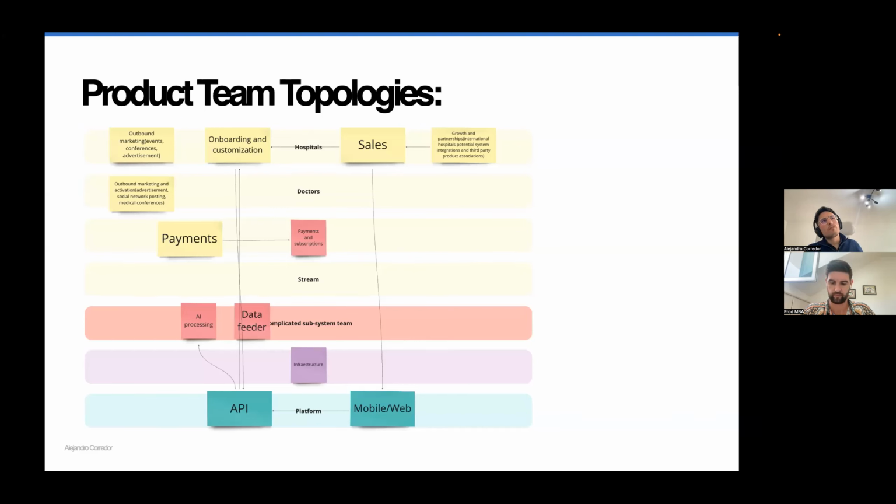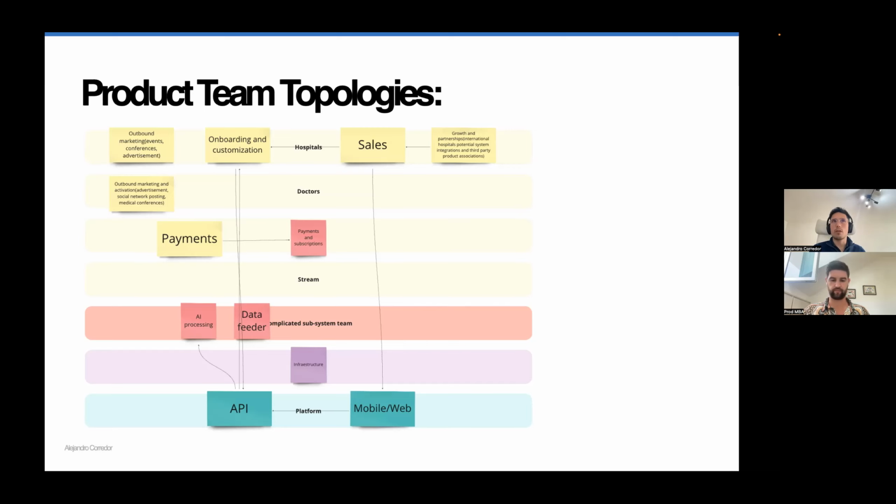Last but not least, as I mentioned before, let's talk about the product team topologies. Here is a very simplified view of how our team will work, and that depends a lot on what we encounter and how the product evolves in the next 1 or 2 years. Of course, if we decide to integrate with hospital provider systems, we will need an API team that provides the right services to them. But also if we decide to pursue the path of mobile and web implementations, we will need a team that takes care of the GUI and the interaction with the API. And of course, we will need a team that takes care of the onboarding and the customization for the hospitals and the doctors.